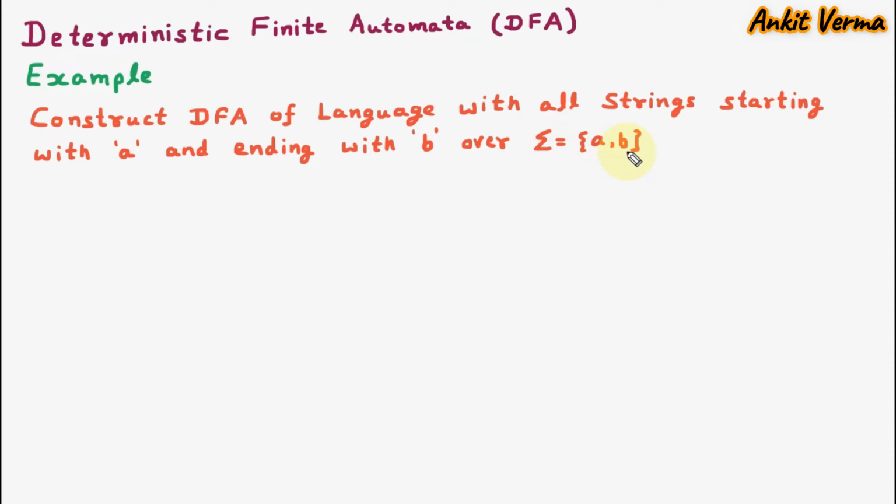Construct a DFA of the language with all strings starting with A and ending with B over sigma equal to {A, B}. The important thing is that the string starts with A. So at the start of the string we should have A, and at the end of the string we should have B. For all such strings we have to construct the DFA.